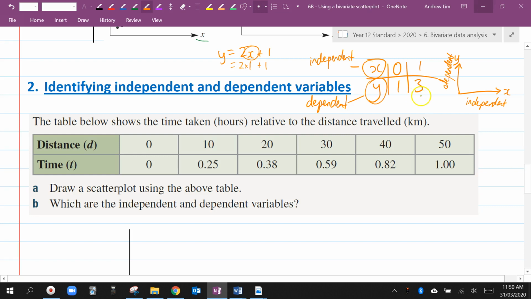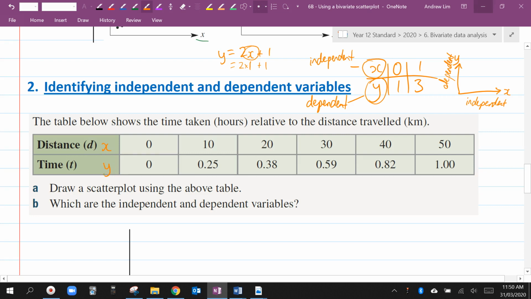Okay, the value of y depends on what x is. Because x is 1, y is 3. And so when we have a look at this question here, the table below shows the time taken in hours relative to the distance traveled in kilometers. Here, we just need to assume or pretend that this distance here, because that's at the top, that's an x. And this time here, that's a y.